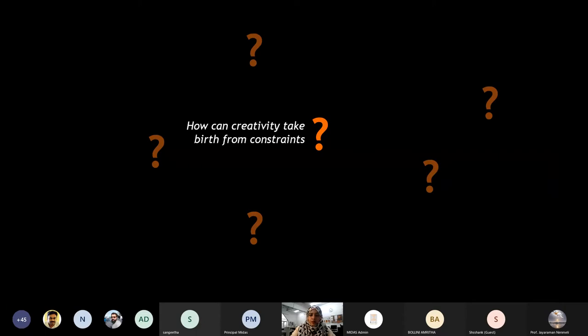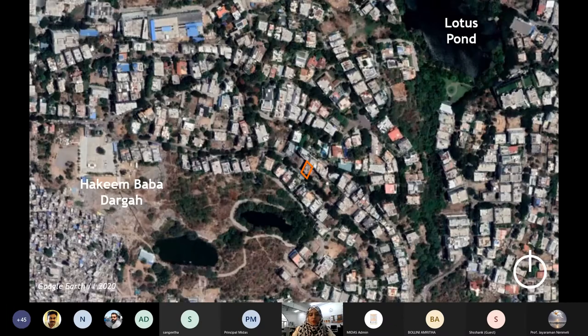So I showed you a very tiny project just now. So that's a constraint. So the question is, how can creativity take birth from constraints? So I'm going to show you a couple of projects which are really dictated, and the design kind of evolved from the constraints that were given to us.